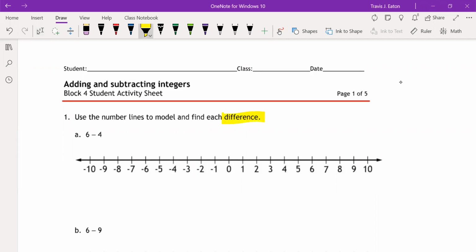We are subtracting. Now, of course, you could look at this and go, oh, all right, well, this is 6 minus 4. I already know what 6 minus 4 is. It's 2. All right, yeah, and you're absolutely right. Well, let's look at that on a number line.